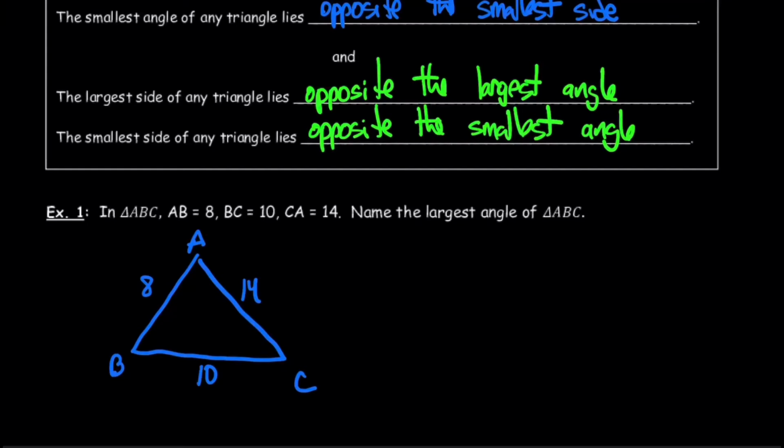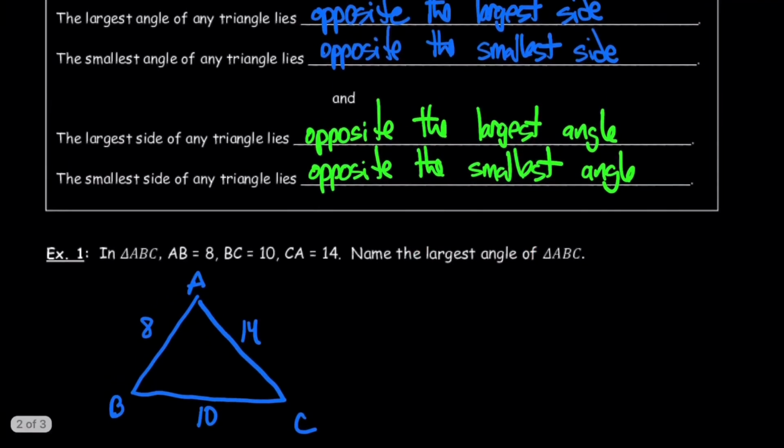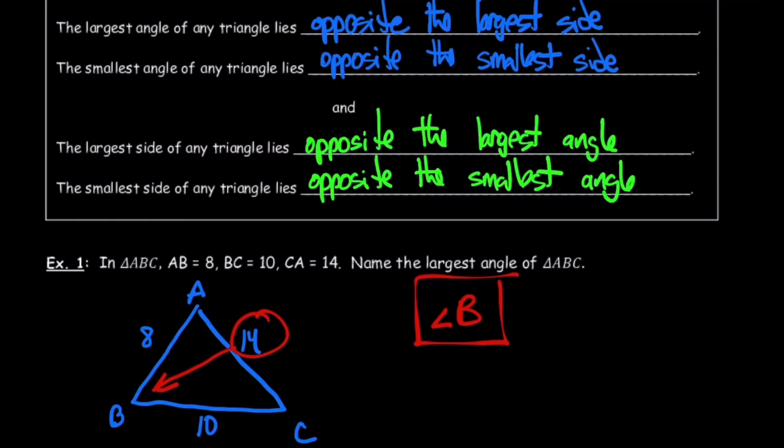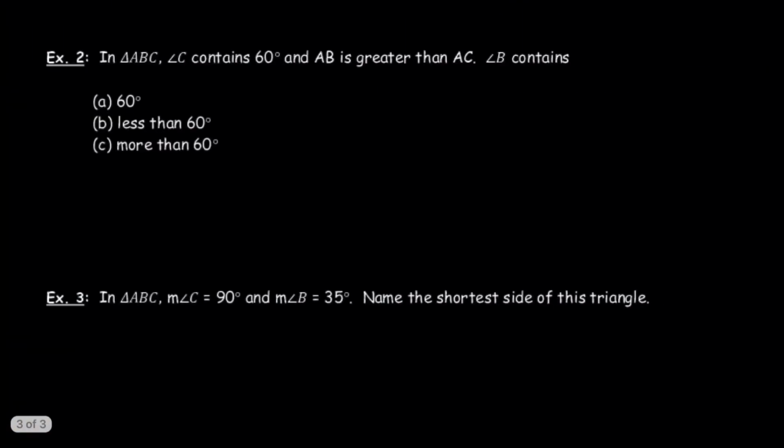Name the largest angle. Well, the largest angle, look up above. The largest angle of any triangle lies opposite the largest side. So all we need to do is find the largest side. Okay, well, that's 14. And then go across from it, and that's the largest angle. Angle B. You can name it with 3 letters if you want to. You could say angle ABC or CBA, but since there's only one angle there, I'm just going to use one letter. All right, let's move on.